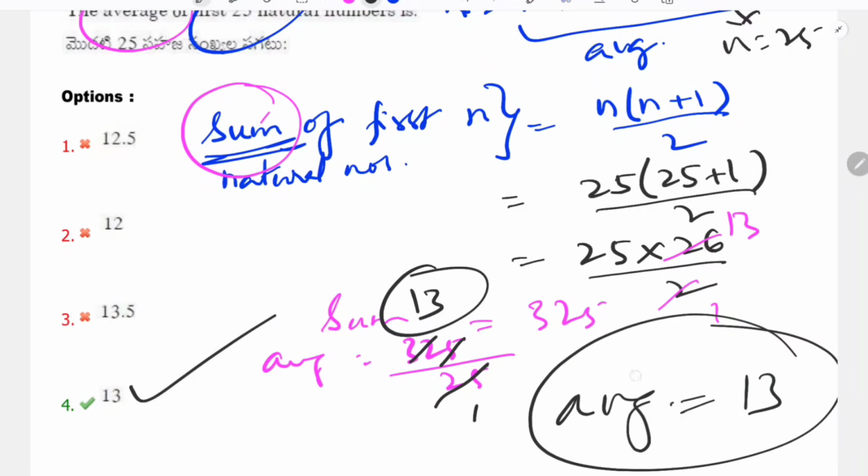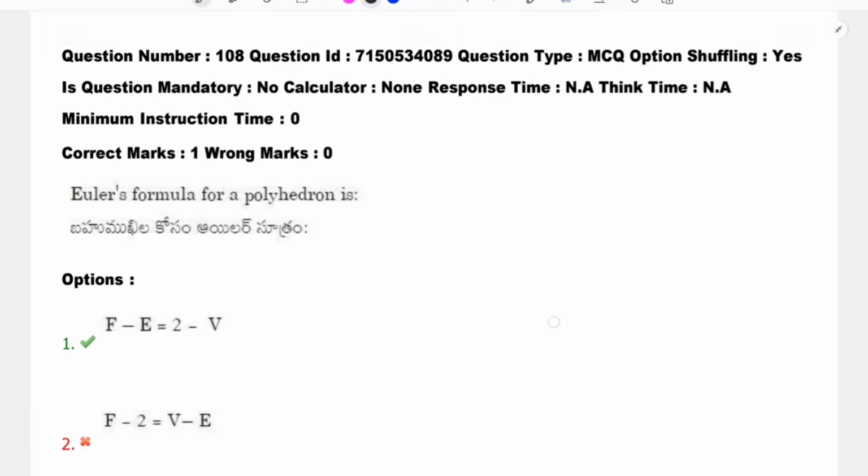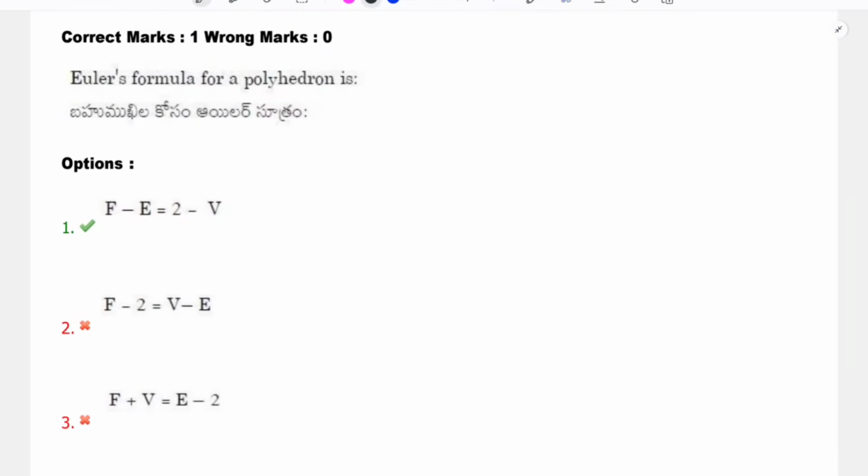So the average of the first 25 natural numbers, that is 1 plus 2 plus 3 plus up to 25, what is the average we are getting? 13. Remember the answers also. All these questions are very useful for competitive exams. You practice for TET, you can apply for jobs also. Otherwise you practice for the jobs, you can apply for TET. All these things are the same.